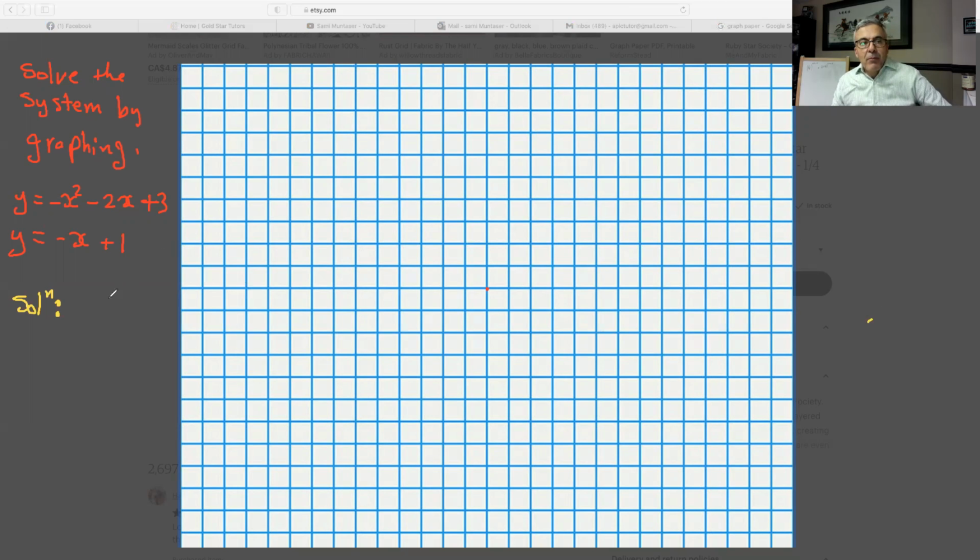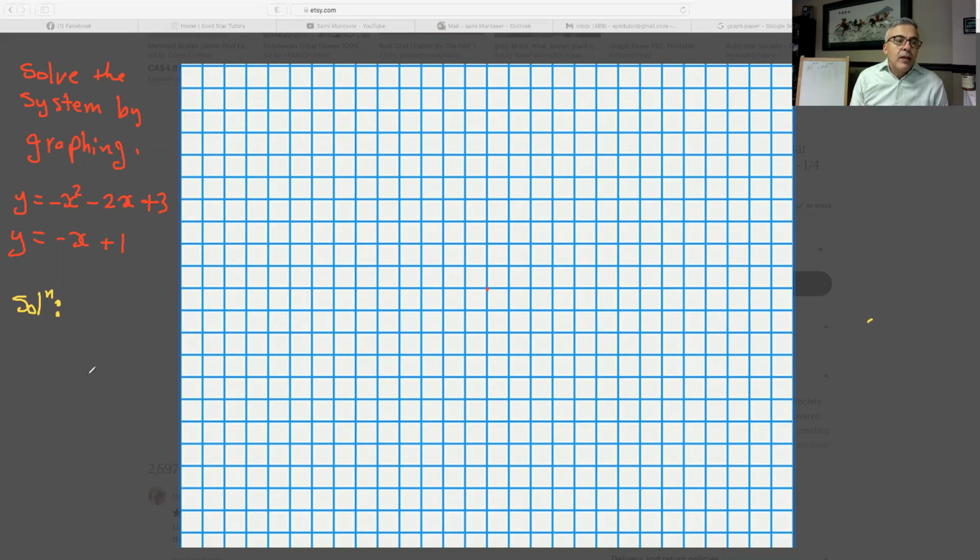So again, we will solve a system of equations, a quadratic and also a linear equation. We're going to try to see if they intersect and have two solutions, one solution, or maybe no solution where they don't intersect. And in this one here, the first graph is a parabola.